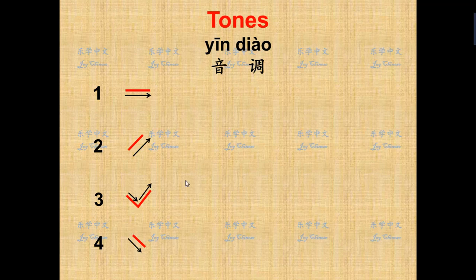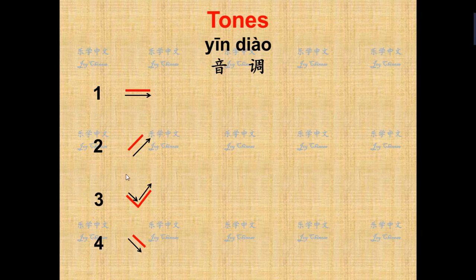So the tone is very important because there are many characters having the same initials and the same finals. The only difference is the tone. A different tone may give you a different word. So if you make a mistake in the tone, you would speak out the wrong word.